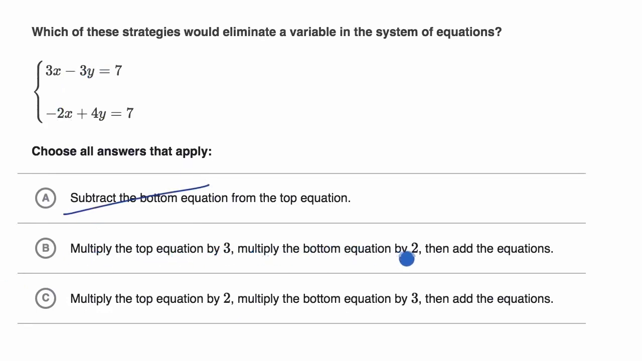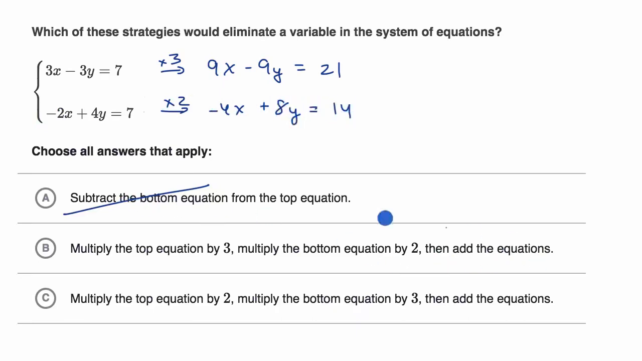Multiply the top equation by 3. Multiply the bottom equation by 2. Then add the equations. Pause the video. Does that work? All right. So if I multiply the top equation by 3, I'm going to get 9x minus 9y is equal to 21. And then if I multiply the bottom by 2, so this is times 2, I'm going to get 2 times negative 2 is negative 4x plus 8y is equal to 14.